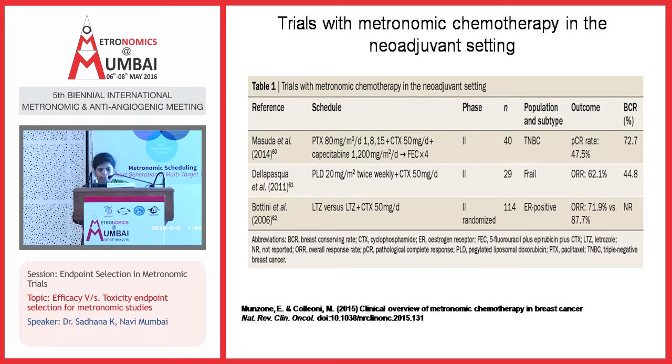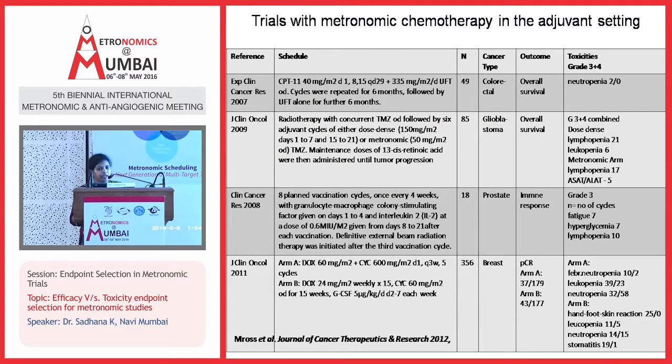Trials looking at metronomic chemotherapy in the neoadjuvant setting had looked at various endpoints, and this table shows how they have been looked at in different cancers. In most of these cancers, overall survival or PCR was the endpoint, and the toxicities reported were like neutropenia, leukopenia, etc., which can be seen from this table clearly.